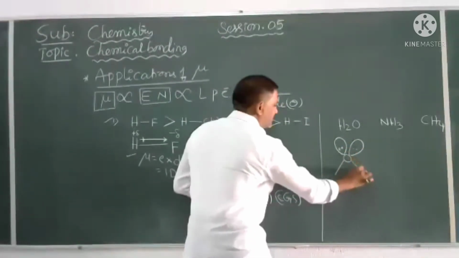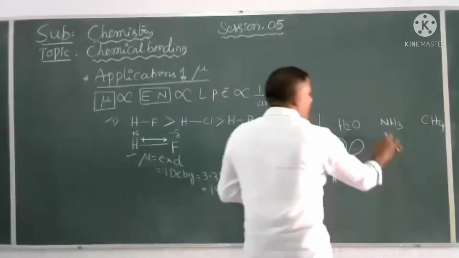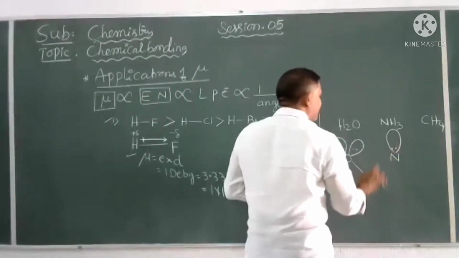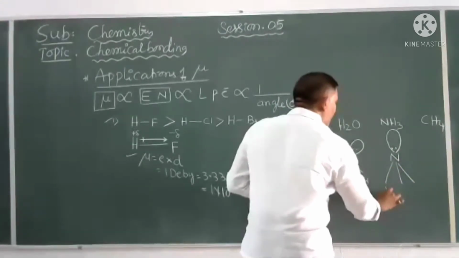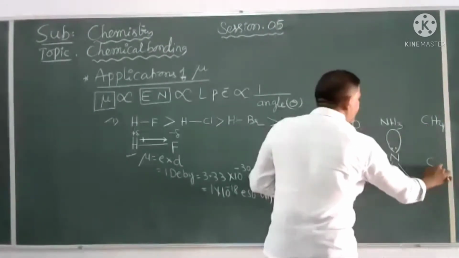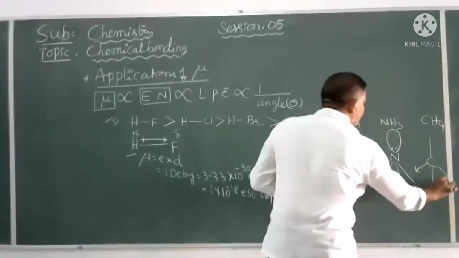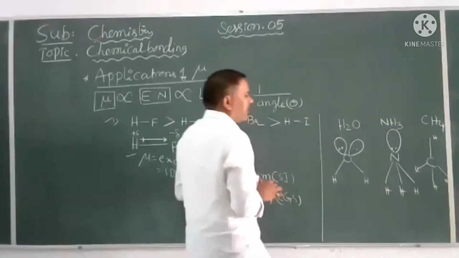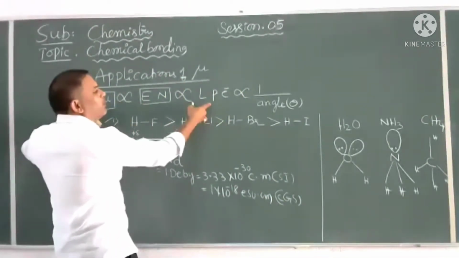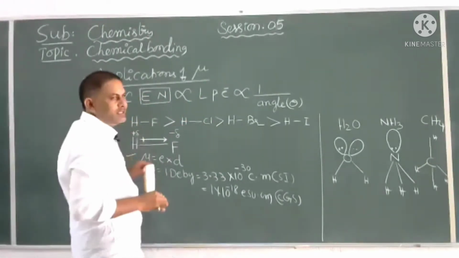It has a certain dipole moment. Now the central atom in ammonia is nitrogen. It contains one lone pair, and the three hydrogen atoms are bonded. In CH4 there are no lone pairs, with hydrogens tetrahedrally arranged. So based on this, dipole moment is more when the number of lone pairs is more. As lone pairs increase, the bond dipole moment also increases.